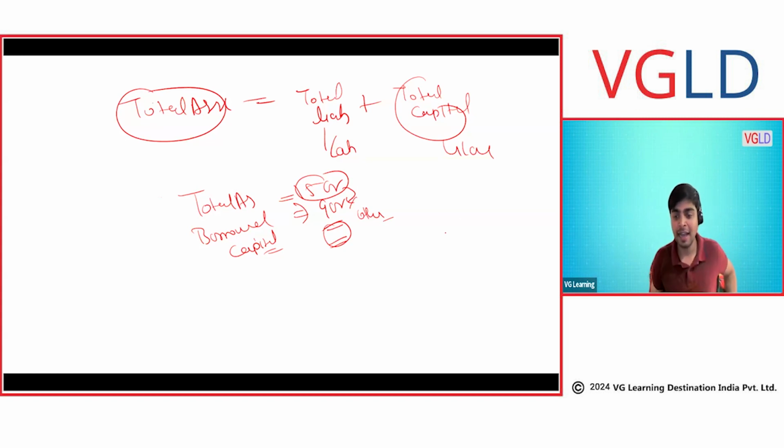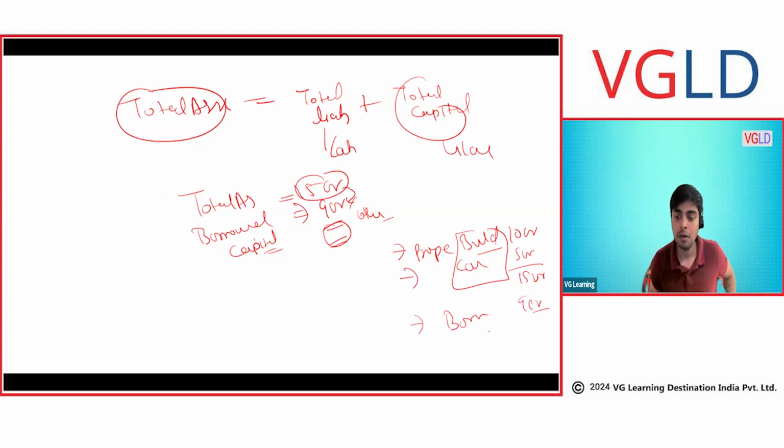I'm saying I have, let's say, property, my own building. I have a building of, let's say, 10 crore. I have, let's say, a car, let's say 5 crore. My total assets is 15 crore. How did I manage to buy this building and car? I used borrowing. I used a loan of 9 crore. Now, where is the rest of the money coming from?